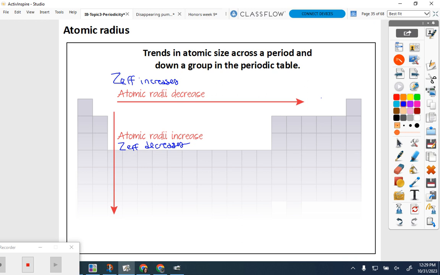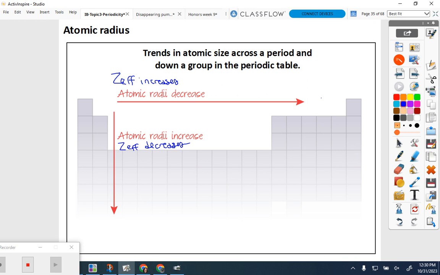The goal is to not have to memorize every single trend, but to be able to come up with the reason for the trend. If you memorize it, that's great, but there are a lot of them, and so the goal is to be able to think through which way this particular property would go. Okay.